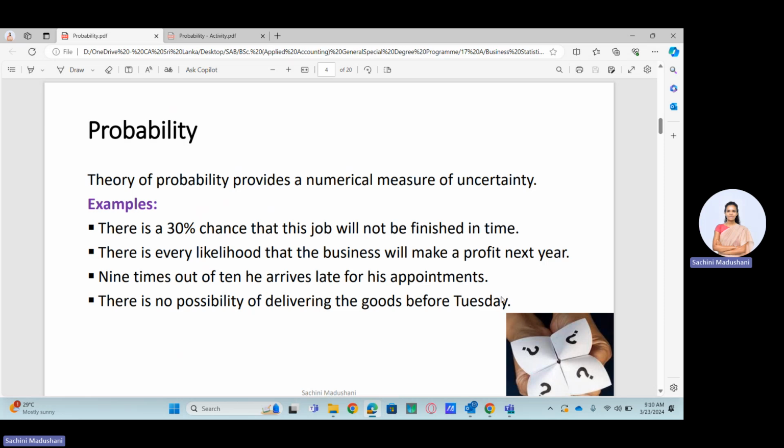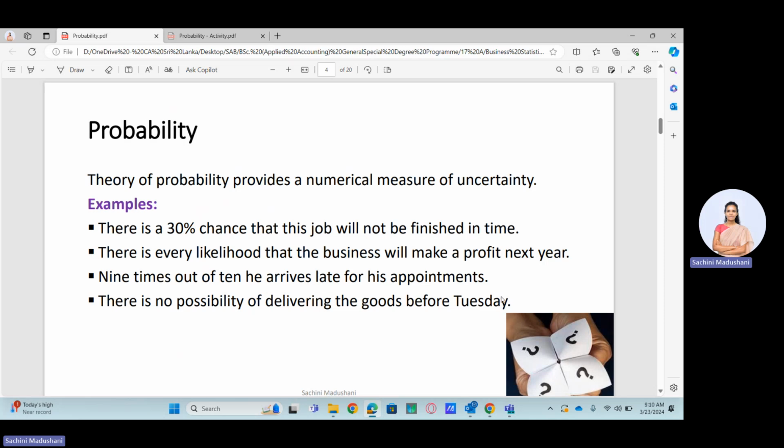All of you know about the probability concept. When there is not a 100% chance of something happening, we call it probability. The definition is that probability always provides a numerical measure of uncertainty. So in probability we discuss uncertainty. Do you know about uncertainty? When there is no chance of happening, or when it is 100% sure, that we call certainty. Probability provides a numerical measure of uncertainty.